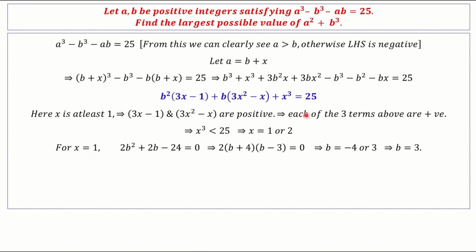what is it that you will get? You just replace this equation with x equal to 1. You will get 2b square plus 2b minus 24 equal to 0, which means b equal to minus 4 or 3. Since it is a positive integer, b equal to 3. This is one value we get.